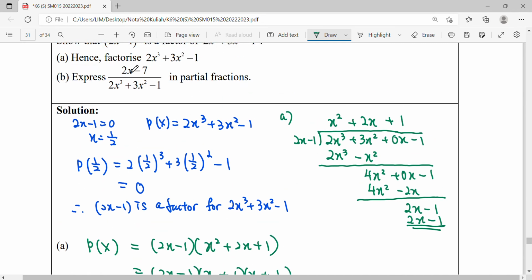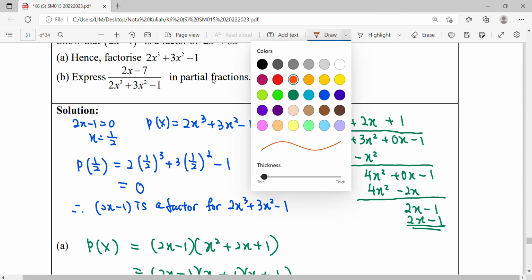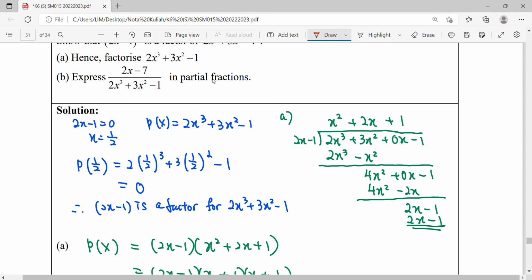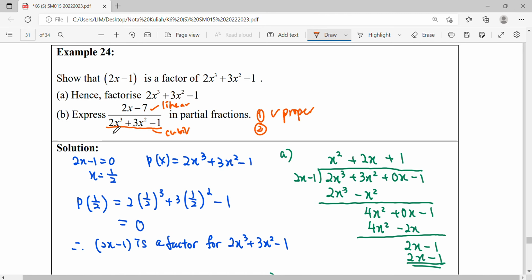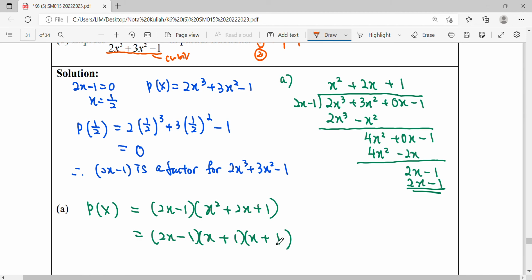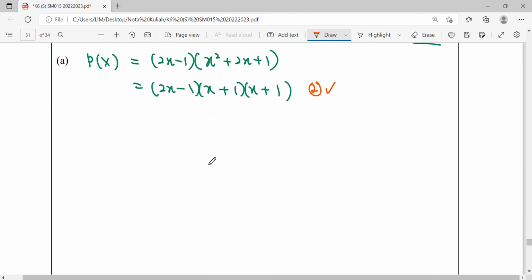Then we have to express this in partial fractions. So firstly, before we proceed to partial fractions, we have to check whether it is proper or not. This is linear, this is cubic. Okay, so this is proper. We can proceed to partial fractions. Then second step: is the denominator polynomial factorized completely? Coincidentally, this denominator is our polynomial just now. So it is factorized completely, and we can proceed to our partial fractions.